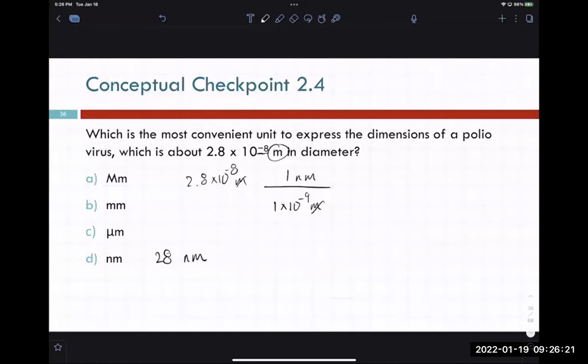I'll write on here what I'm writing in my calculator too. So my calculator can do 2.8 e to the negative 8. And then I'll do divided by 1 e negative 9. And my calculator's mad at me.